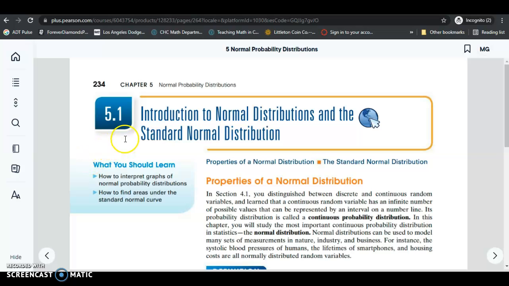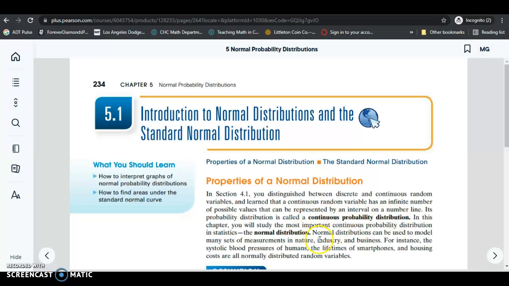Hello students, in this section and in this video we're going to discuss the introduction to normal distributions and the standard normal distribution. You may remember in the previous chapter we talked about probability distributions in general, including discrete distributions. One of the discrete probability distributions we talked about was the binomial distribution. In this chapter, we're going to talk about a continuous probability distribution called the normal distribution.